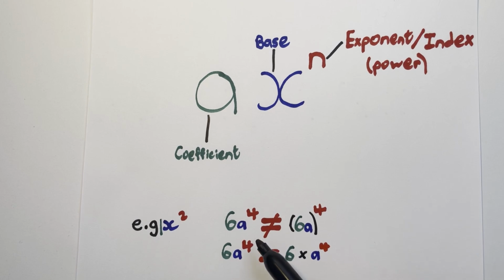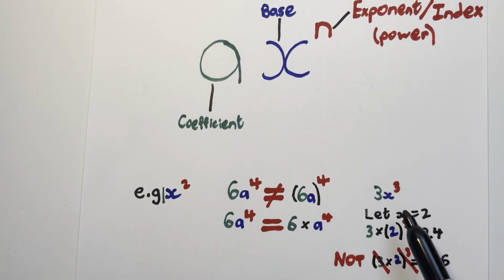One of the most common misconceptions is that 6a to the 4th power means that you take 6a and you multiply that by itself 4 times. However, what it really means is that you're multiplying a to the 4th power by 6. This means that the coefficient is multiplied after the base has been raised to the exponent.